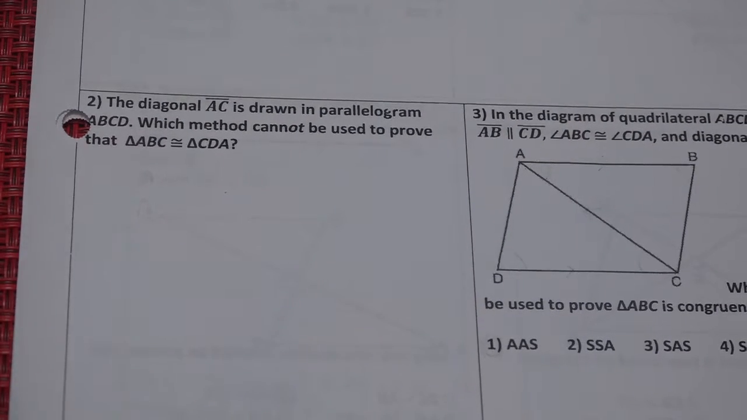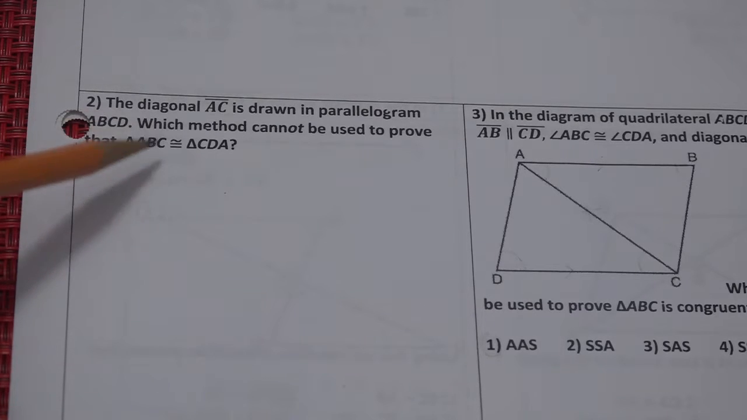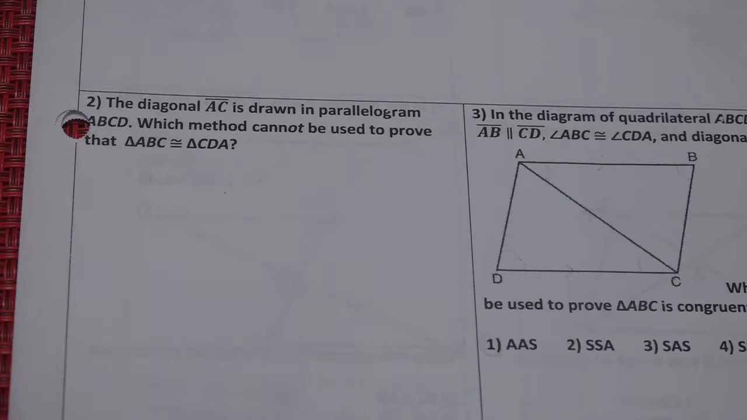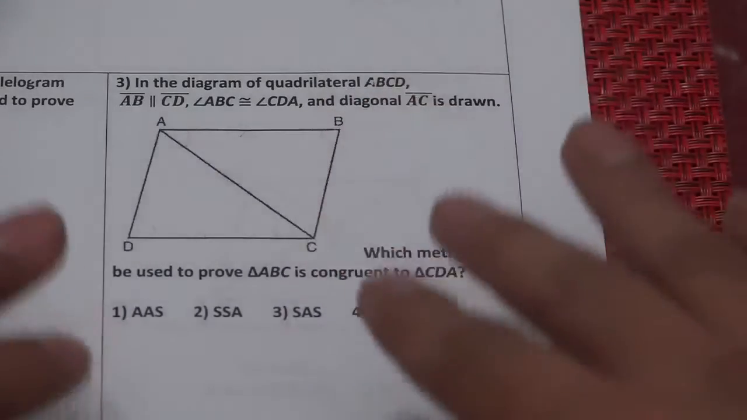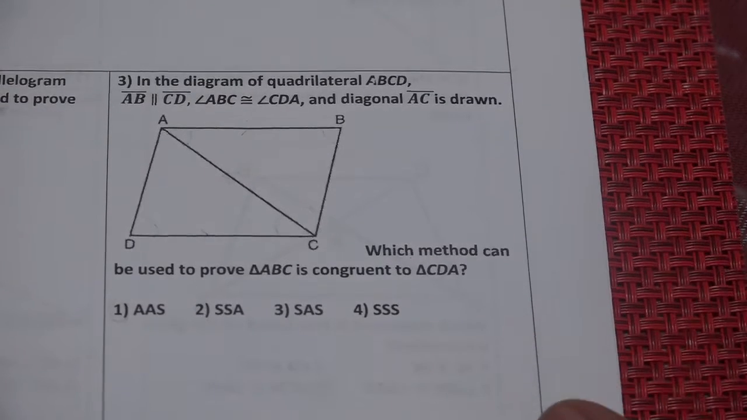The diagonal AC is drawn in parallelogram ABCD. Which method cannot be used to prove that triangle ABC is congruent to triangle CDA? I'm not gonna say it, you say it. Oh, all right. You gangster, definitely. Okay. So now here. First you need to attempt this and then we could do it together. All right, you attempted it and now let's do it together.